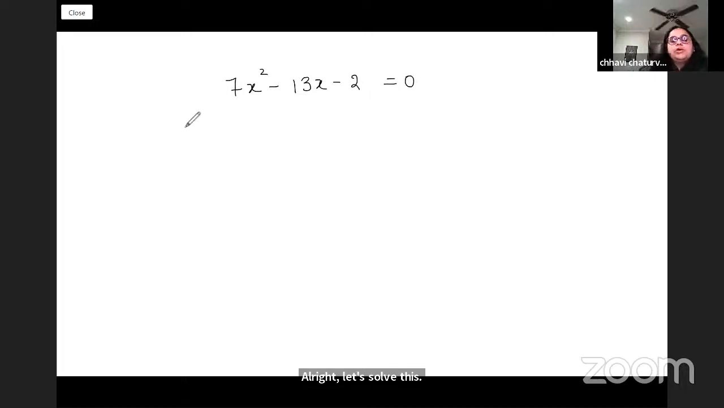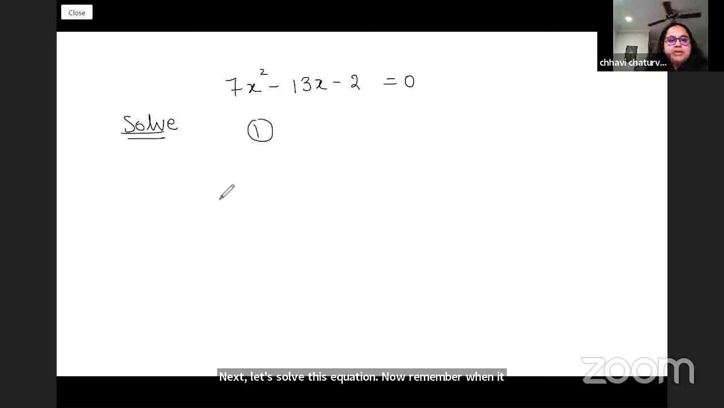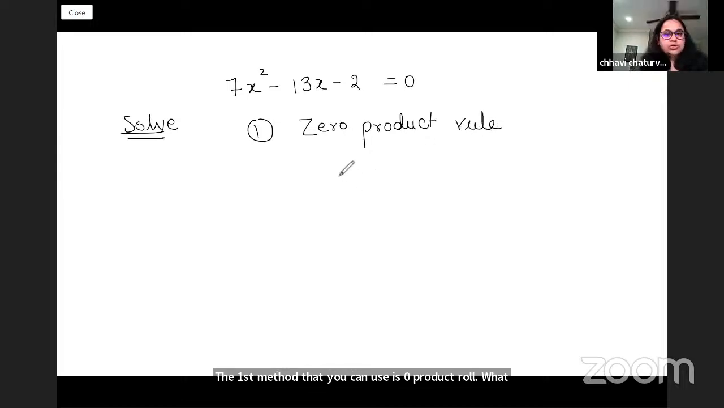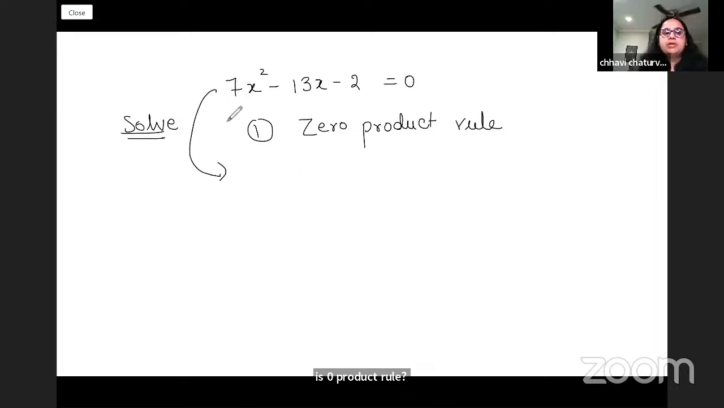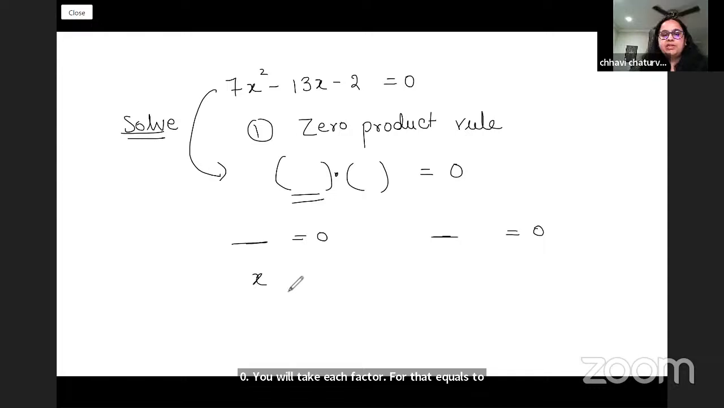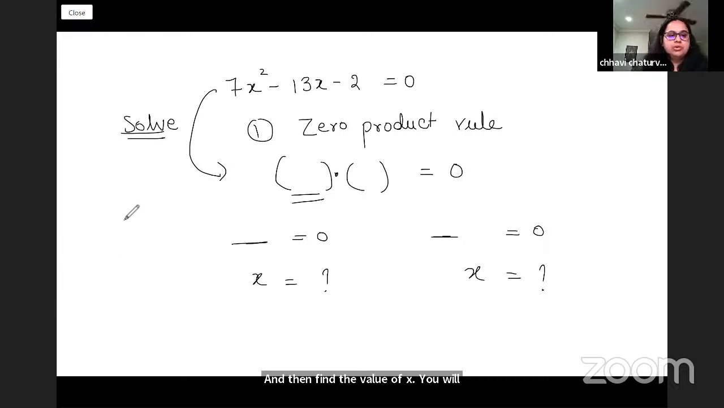Let's solve this equation. Now remember, when it just says solve, you can use any method. The first method that you can use is zero product rule. What is zero product rule? You should know by now. Zero product rule is when you find the factors of this trinomial. And since those factors are multiplying to be equal to 0, you will take each factor, put it equal to 0, and then find the value of x. You will get two values of x. That's your zero product rule.